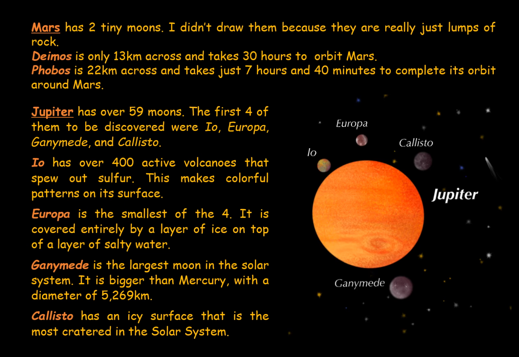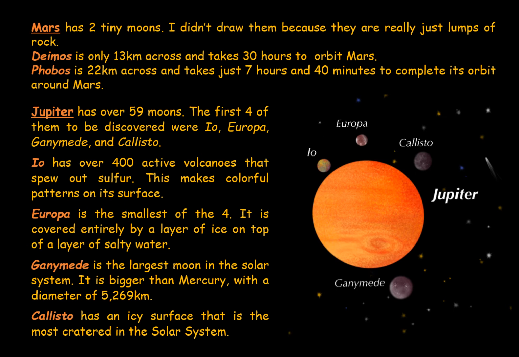Jupiter has over 59 moons. The first 4 of them to be discovered were Io, Europa, Ganymede, and Callisto. Io has over 400 active volcanoes that spew out sulfur. This makes colorful patterns on its surface.